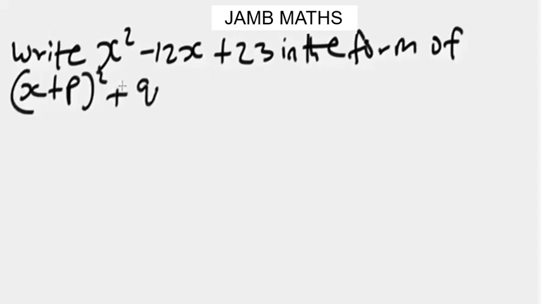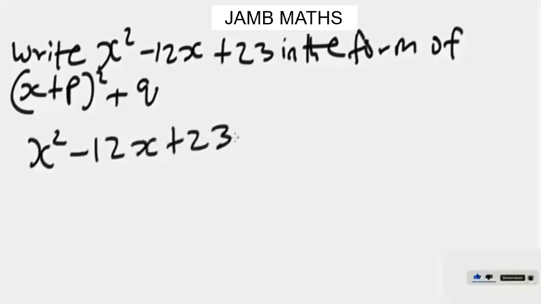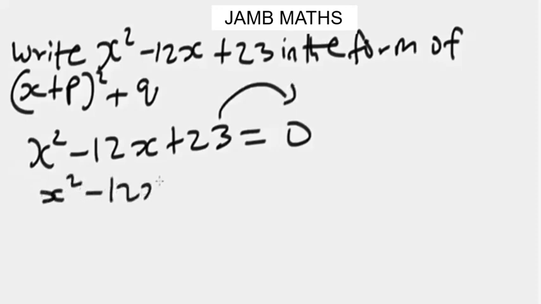Now feel free to pause this video and see if you can figure this out. Okay, let's do it together. Firstly, let's equate it to 0 so that it will be easier for us to figure it out. Alright, so it's going to be x squared minus 12x plus 23 equals 0. Alright, so this will cause a change across the equality sign. We're going to have x squared minus 12x equals minus 23.